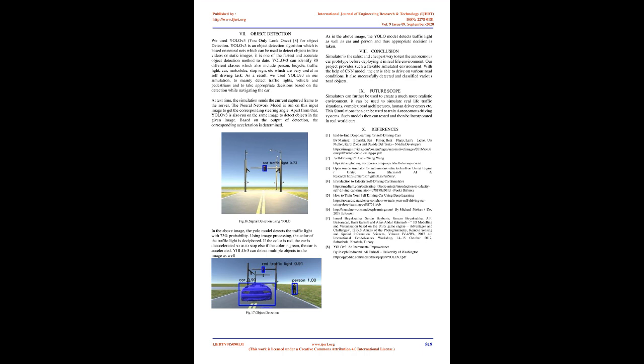7. Object detection. We used YOLOv3, You Only Look Once, for object detection. YOLOv3 is an object detection algorithm based on neural nets which can be used to detect objects in live videos or static images. It is one of the fastest and most accurate object detection methods to date. YOLOv3 can identify 80 different classes, which also include person, bicycle, traffic light, car, motorbike, stop sign, etc., which are very useful in the self-driving task. As a result, we used YOLOv3 in our simulation to mainly detect traffic lights, vehicles, and pedestrians and to take appropriate decisions based on the detection while navigating the car.